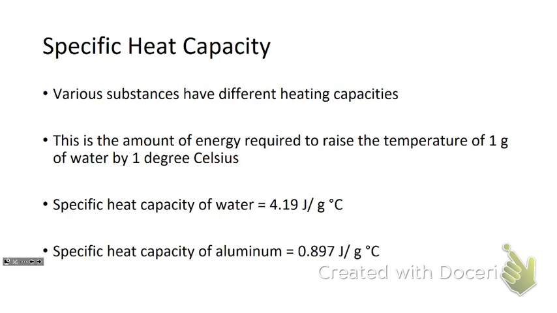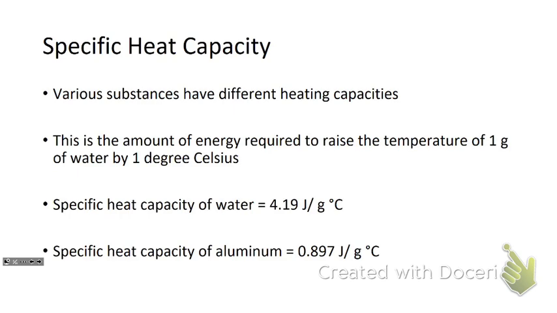Okay, so specific heat capacity, that is this one right here. Okay, so various substances are going to have different heating capacities. So water is going to have different heating capacity than like oil would, right? Cooking oil. So C is the specific heat capacity of any substance. Like I said, water is going to be different than oil, which is going to be different than like iced tea, right?